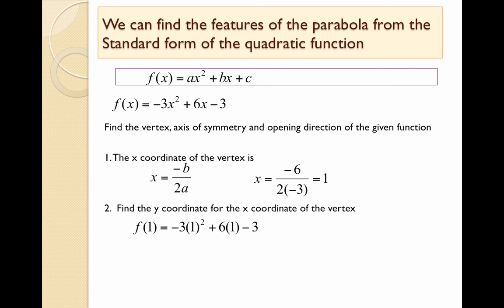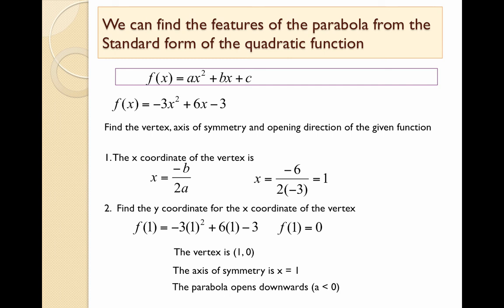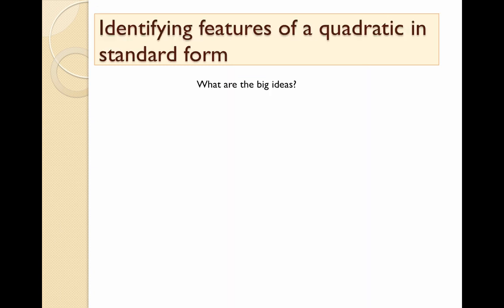Now we're going to use that 1 and evaluate our function. Plug the 1 in for x, crunch the numbers, we get f of 1 is equal to 0. That gives us now both the x and the y coordinate. The x we had found previously is 1. The y coordinate we just found is 0. The axis of symmetry is x is equal to 1. And if we look at our a coefficient, it's negative, so our parabola is going to open downwards.